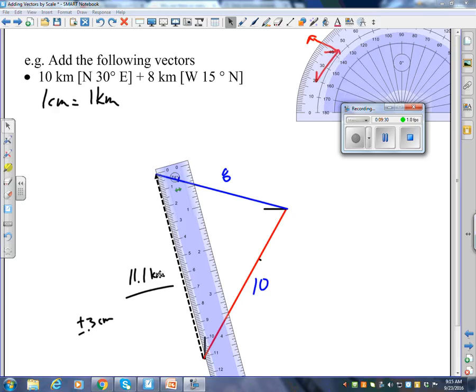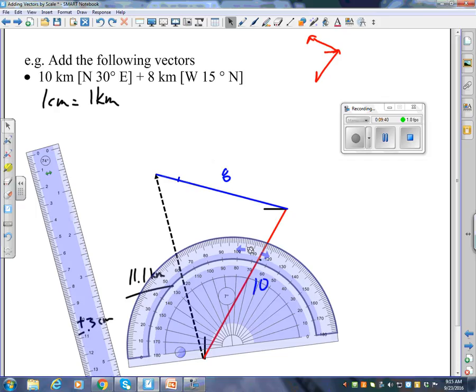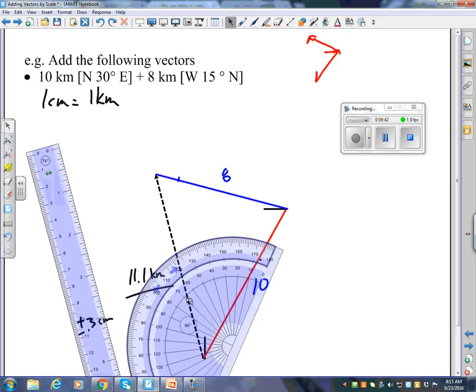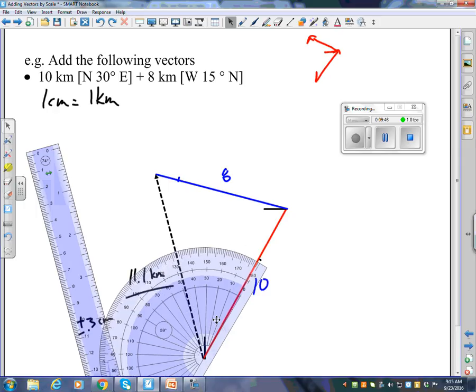No. I need everyone pens down watching because here's the most common mistake. Okay? Here's what kids do. They bring in their protractor and they do this. Just give me a second. And they measure this. And they say the angle is 48 degrees. What's wrong with that?